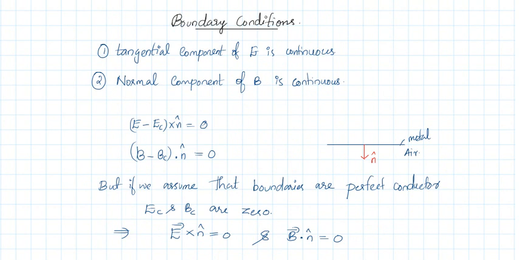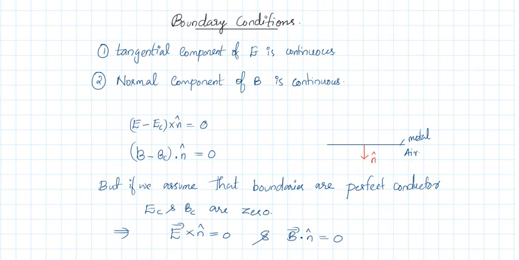In the case of electrodynamics, the boundary conditions are always: the tangential component of E is continuous across a boundary, and the normal component of B is continuous across a boundary. These are two standard boundary conditions. Suppose this is an interface. Say one side is air, the other side you have metal, and this is the normal direction across the interface, n cap. Then what is the meaning of tangential component of E?